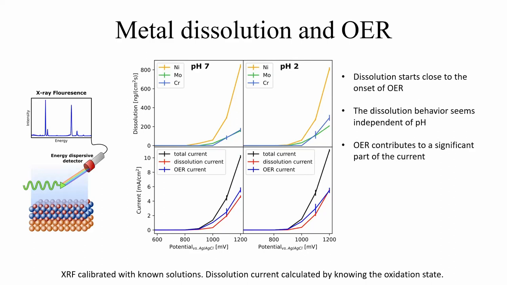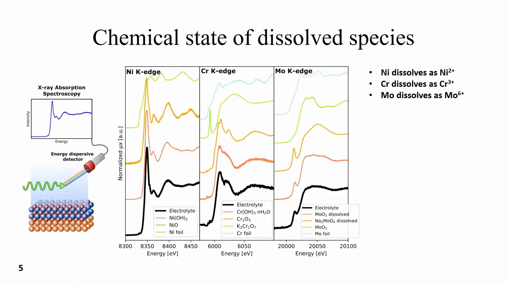So the dissolution starts very close to the onset of the oxygen evolution reaction. It's independent of the pH, and the oxygen evolution reaction really contributes to the total. Now we look at the chemical state of the dissolved species. So we measure the absorption spectra from the electrolyte. So what is dissolving into the electrolyte?